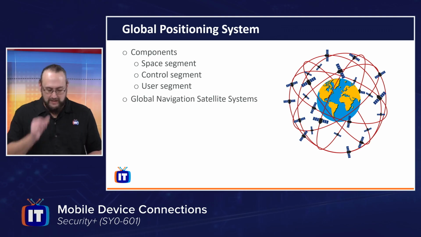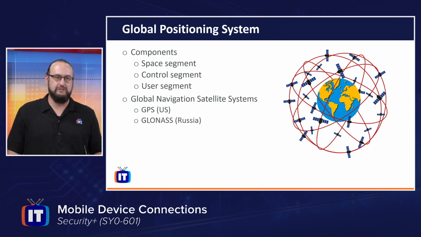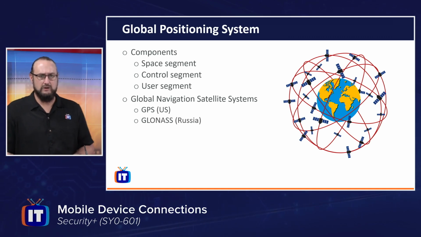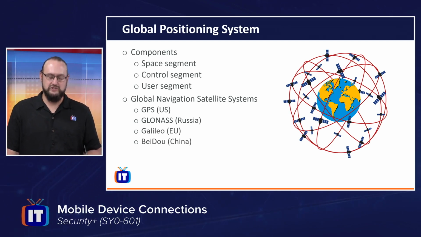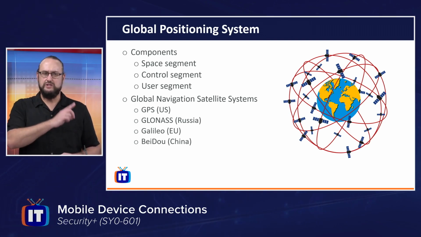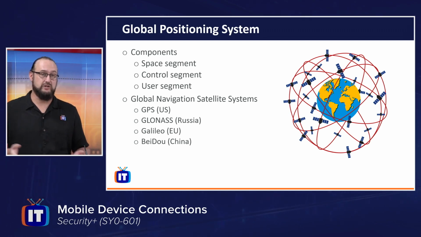And then there are various global navigation satellite systems, and we've put a few up here. GPS is just the one we have here in the States. You can see Russia has theirs, the EU has Galileo, and then China as well. So again, just kind of making you aware of some of the various standards when it comes to the global positioning system, and it is a form of a mobile device communication or connection.